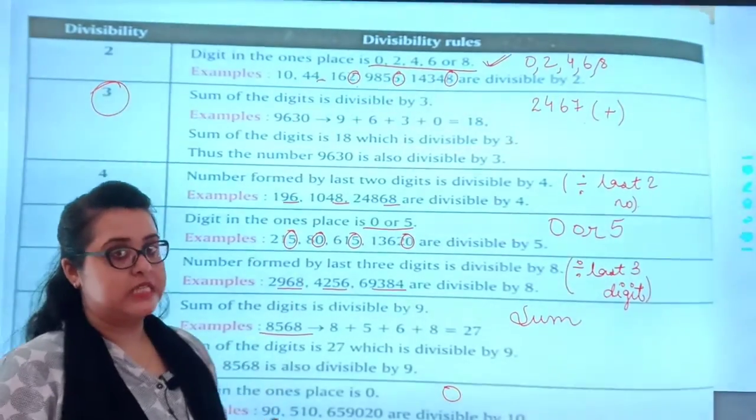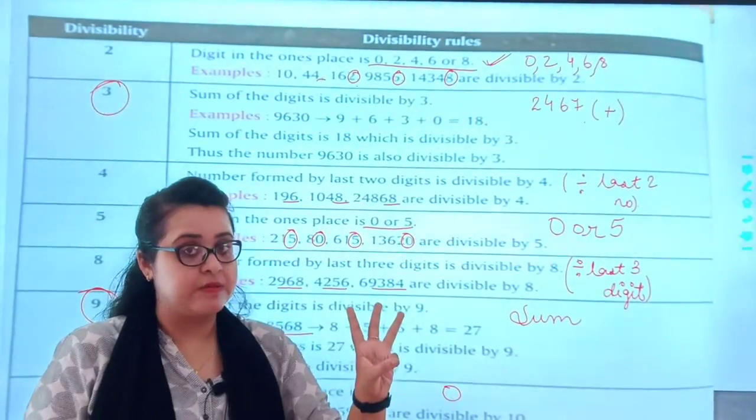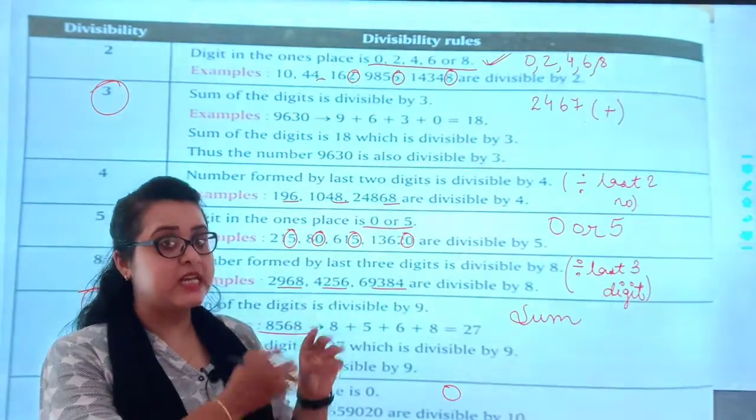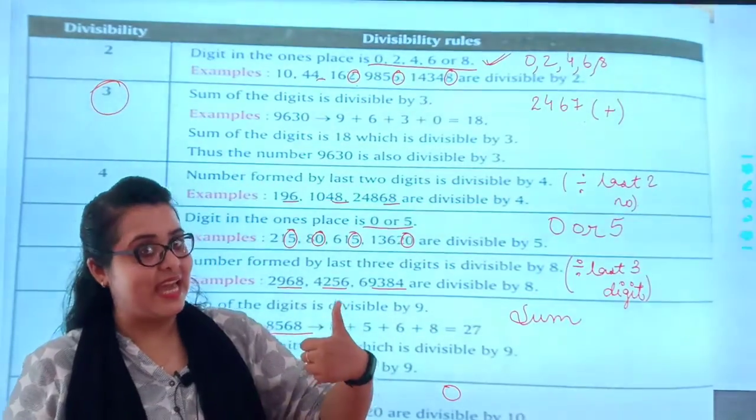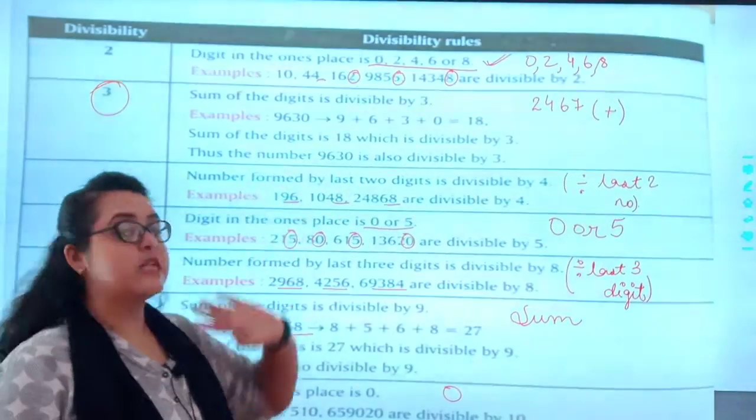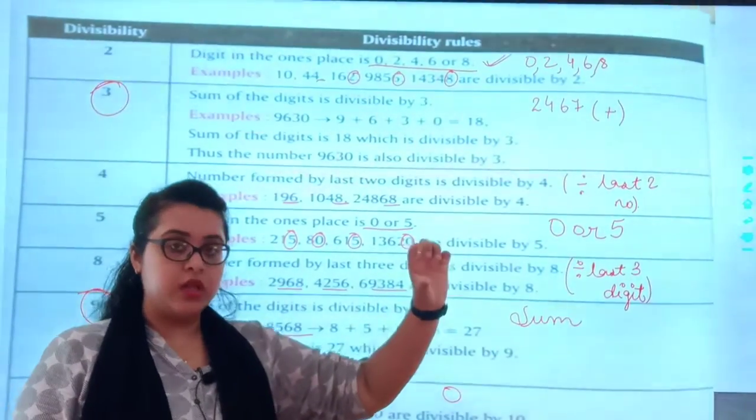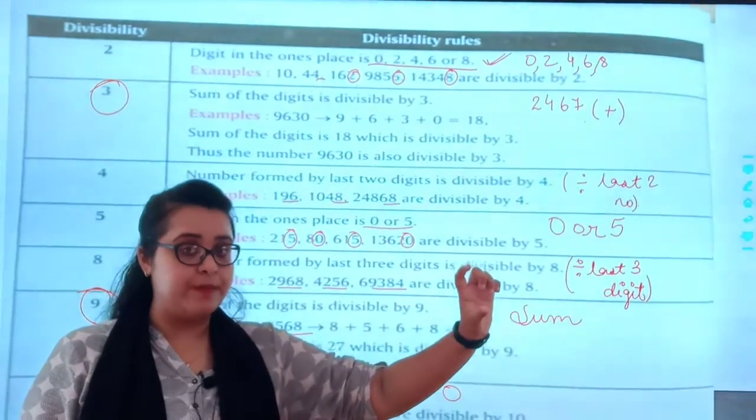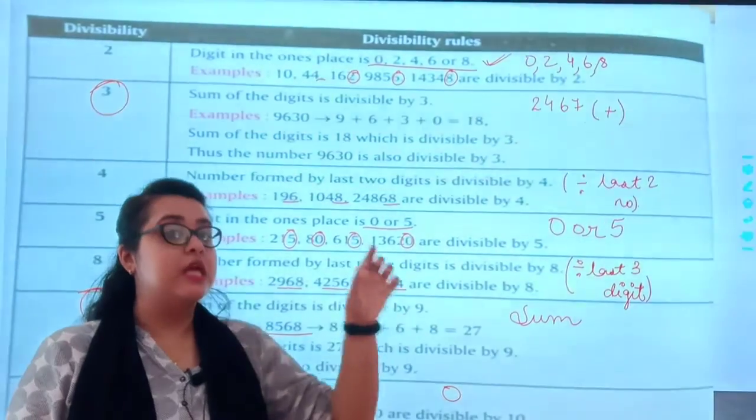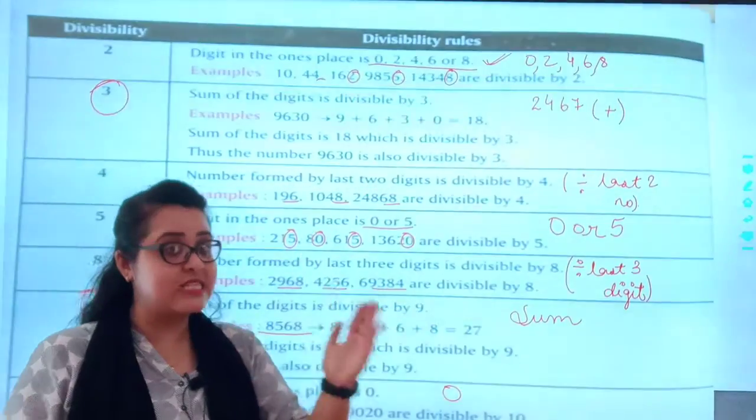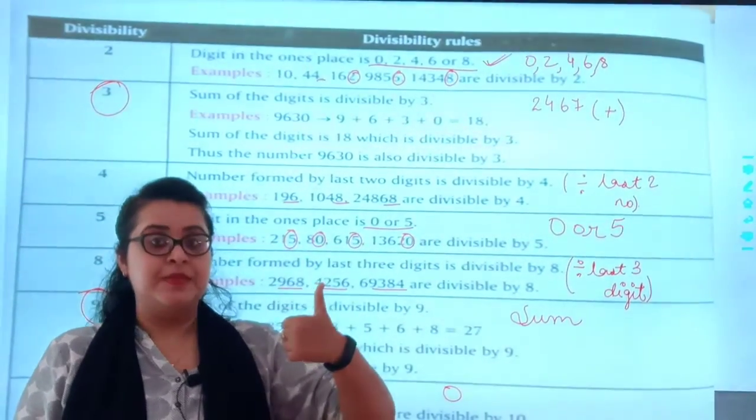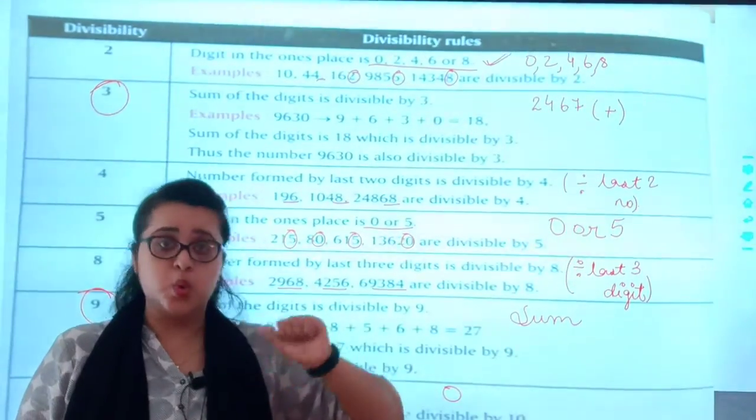Now it comes to 8. In 8 divisibility, I need to check the last 3 digits. If these 3 digits are divisible by 8, then I can say that the whole number is divisible by 8. When it comes to 9, the same rule of 3 is applied. I have to total the sum. I have to find the sum and, yes, मैं सबको प्लस करूंगी. Then what will be the answer? I will see that this answer is divisible by 9 or not. If it is divisible, then yes. If it is not divisible, then no.